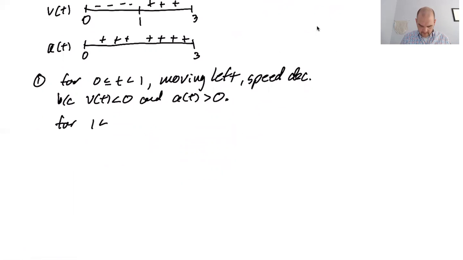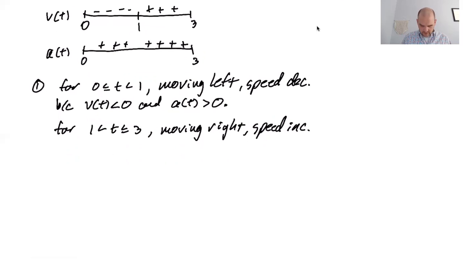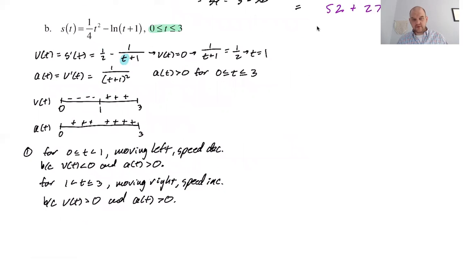For 1 to 3, you're going to be moving right. This time, velocity and acceleration have the same sign, so speed is increasing. Why would that be? That would be because v of t is greater than 0 and a of t is greater than 0. Okay, so far pretty good, I think.